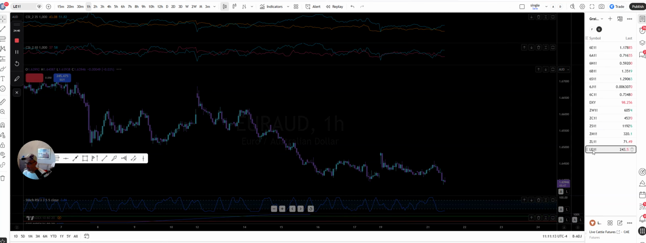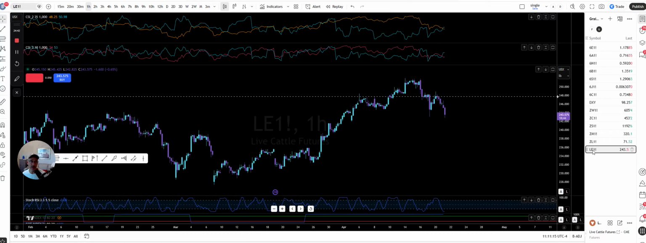Actually, we'll just start with this. I did add live cattle. This is LE, live cattle. And again, we're not looking at the CSI at all for any of these now, at least not for grains, or really for any of these. So you can just ignore the CSI now, and we're just looking at trends.